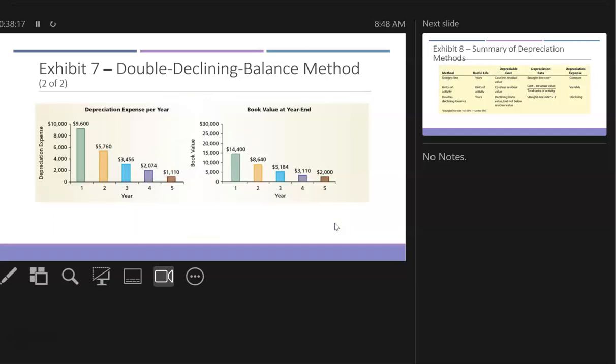Okay? So here you see the book value when we look at the double declining method goes down pretty fast, right? So after year 1, that adjusted forklift book value is $14,400. At the end of year 2, it's $8,640. At the end of year 3, $5,184. At the end of year 4, $3,110. And it can't go below $2,000. Okay?